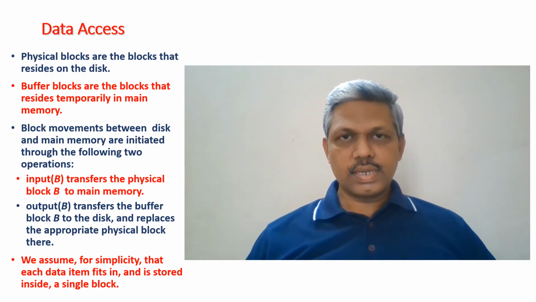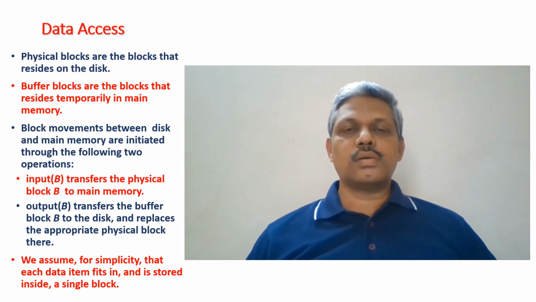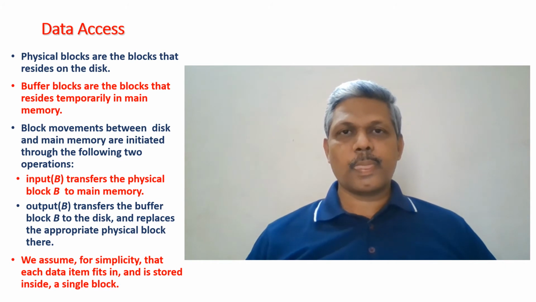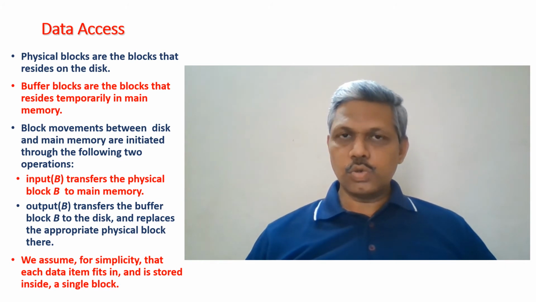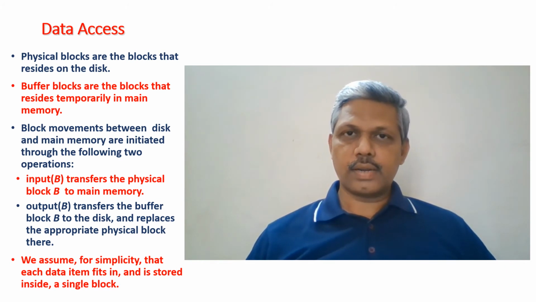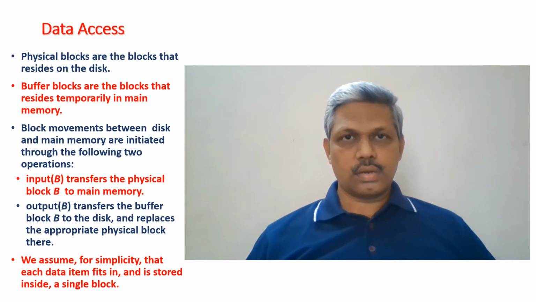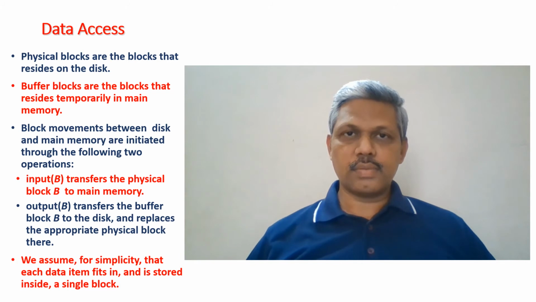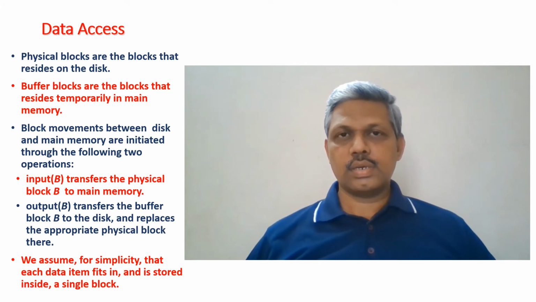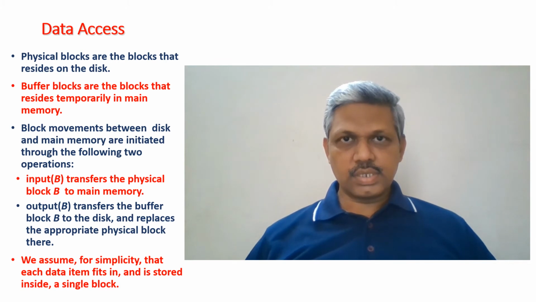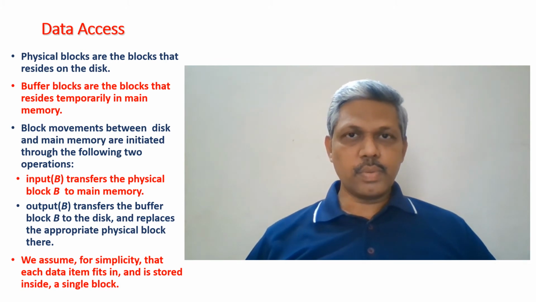Now let us try to understand the data access in databases. There are typically two types of databases. One is an in-memory database; another is a database where part of the database resides in the main memory and part of the database resides outside the main memory. That's a hard disk.